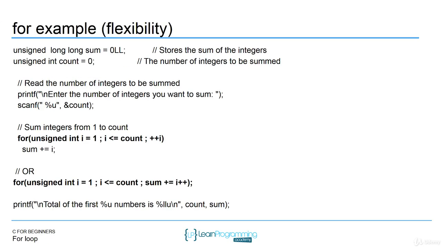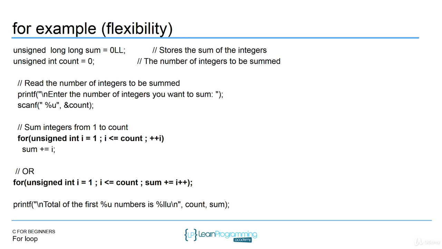I want to show you the flexibility of the for loop. Here's an example where we're going to basically just sum some integers. And in this example, we're going to ask the user to enter a number of integers they want to sum. We're going to store that in a variable called count. We're now going to have a for loop that goes through all of those, depending on the number they entered, iterate through that many times.